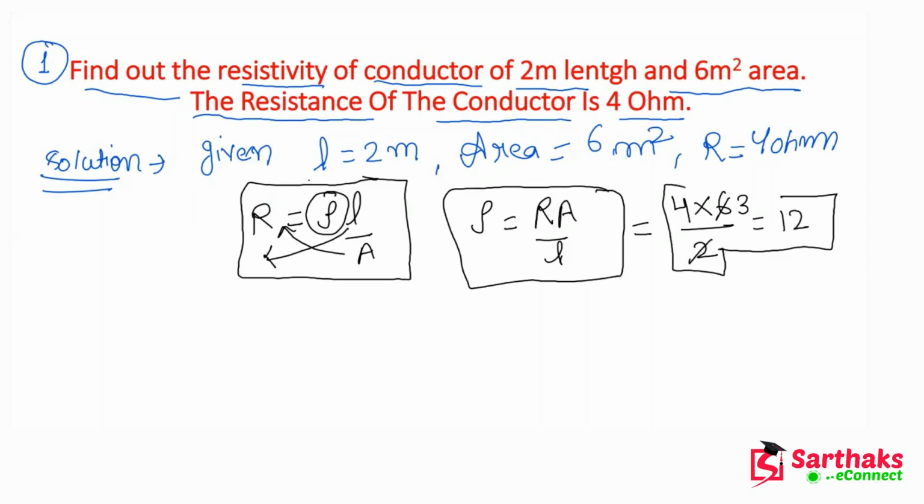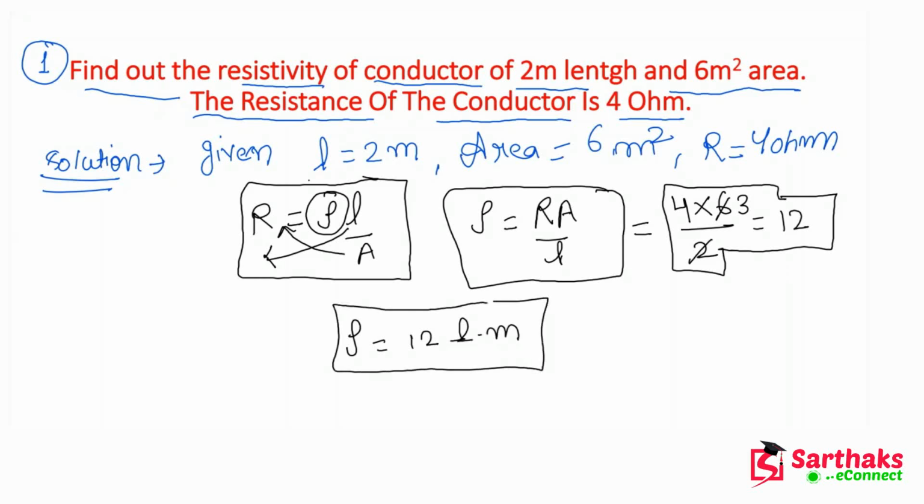Okay, but I cannot leave it 12 only. I have to add its unit as well. So what is the unit of resistivity? The unit of resistivity is ohm into meter. Okay, so this is my right answer. It can also be written as 12 ohm meter. Okay, so this will also be right.